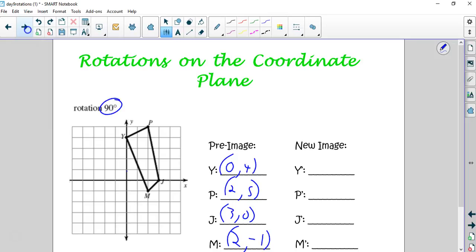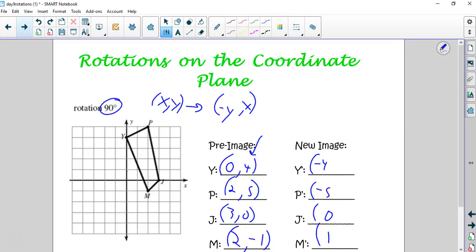Now, a reminder, 90 degrees, that is when x, y, you switch them, and make y opposite. So I'm going to take all these numbers here and then make them opposite. -4, -5, there is no opposite of 0, +1. And then I'm just going to move my x's here. So 0, 2, 3, and 2.